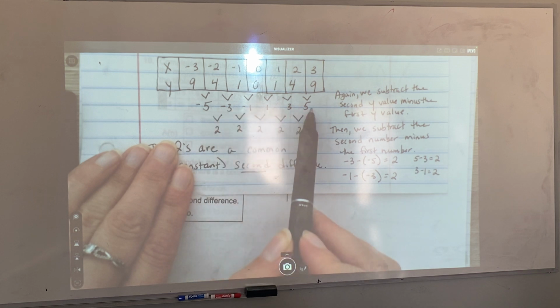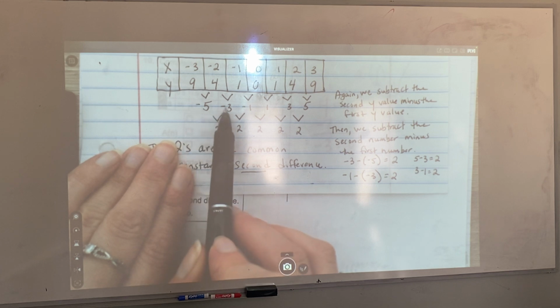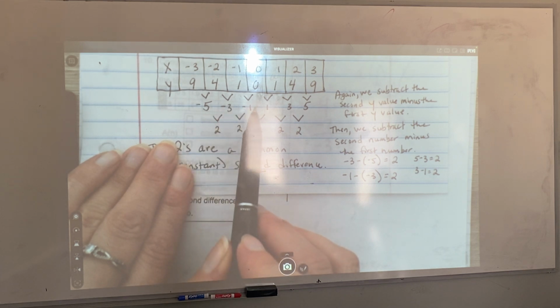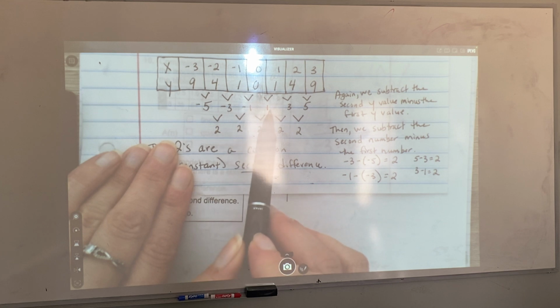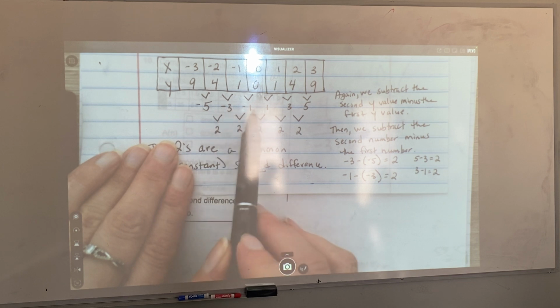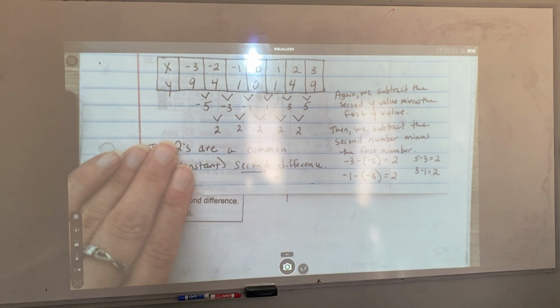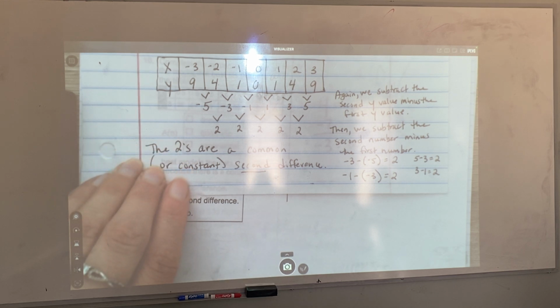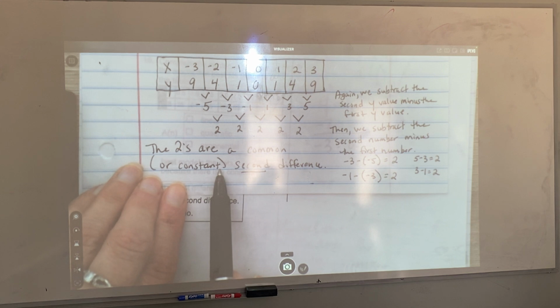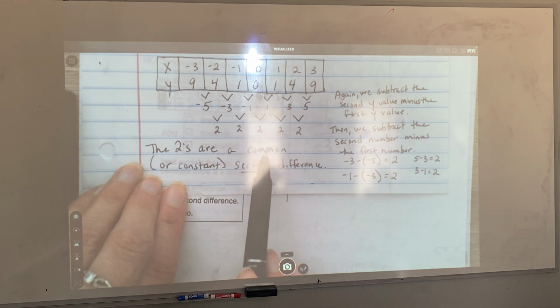This first difference means nothing to me. There's nothing the same about it. But if I take that first difference and I do the same thing, and I start subtracting the second one minus the first one, and the third one minus the second one, and the fourth one minus the third one, and I keep going, the difference of each of these is going to be the same. A quadratic function always has a common or constant, those words are interchangeable, common second difference.